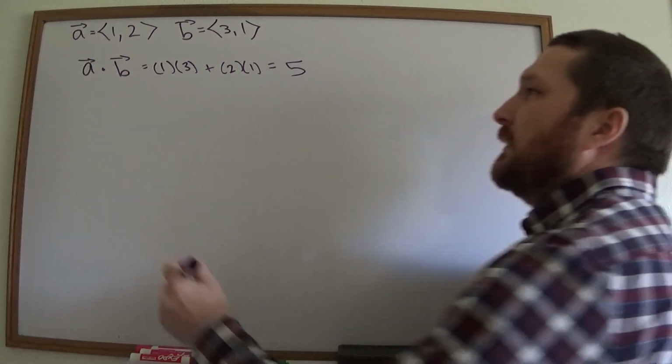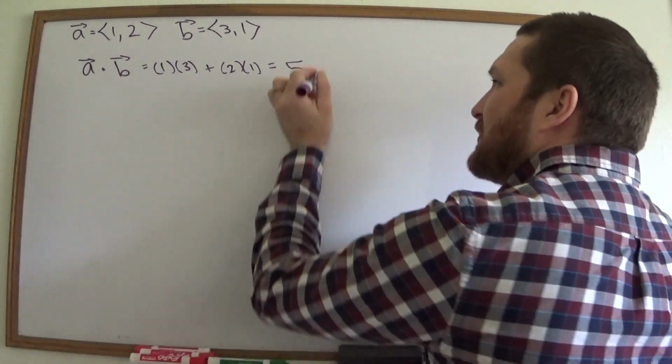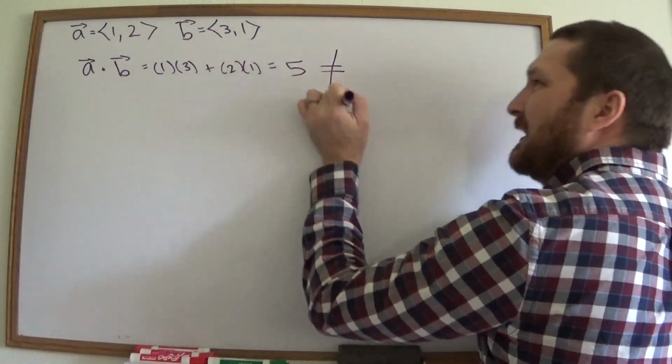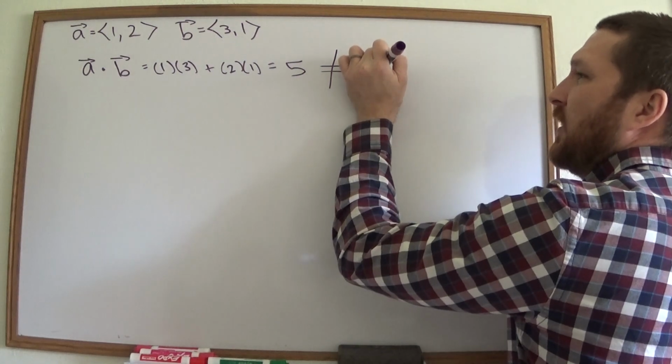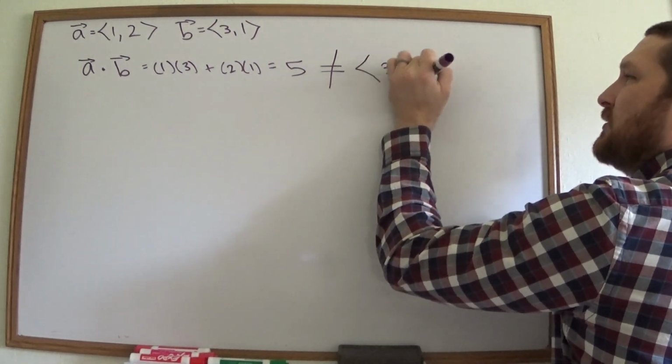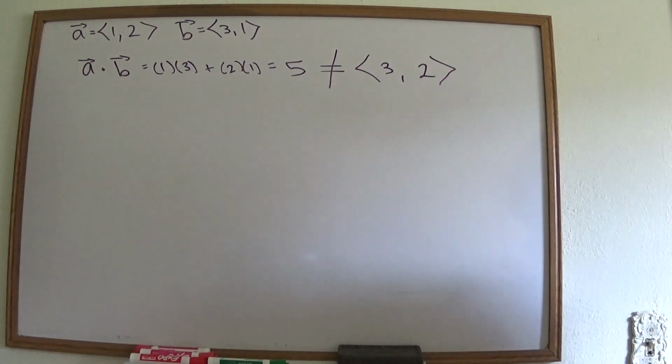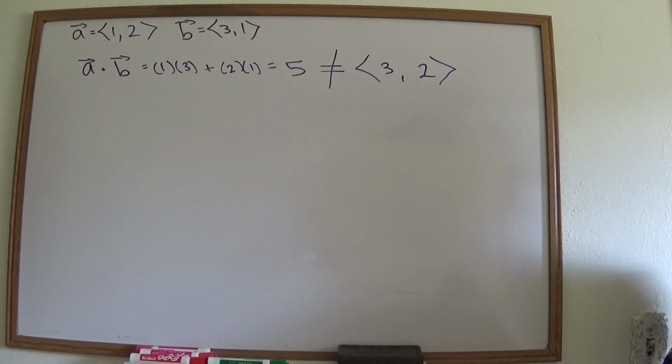Okay, so you're telling me that this is not equal to the vector 3, comma 2, right? That the dot product is not equal to a vector? Right. The output's a scalar. I feel like that's important.